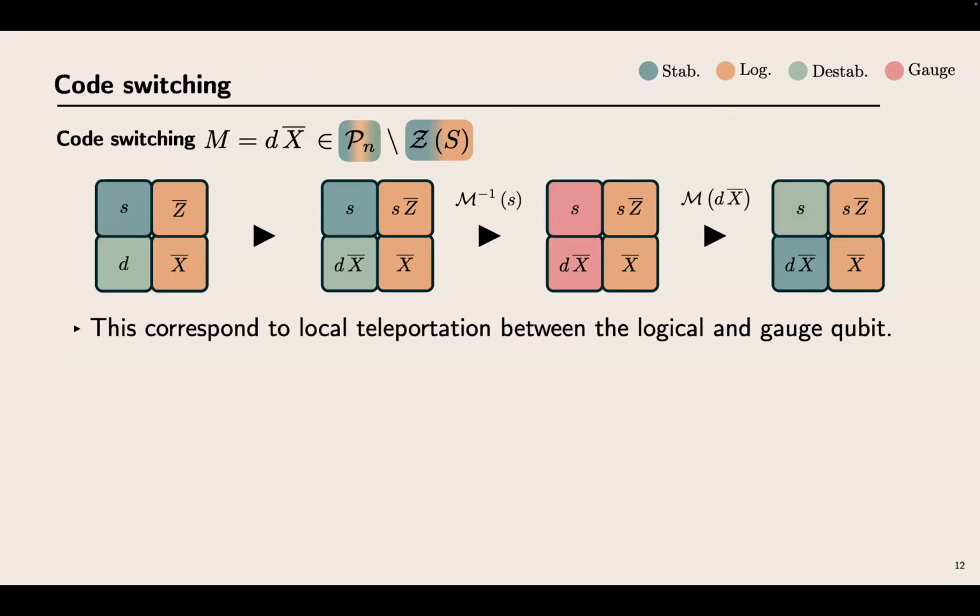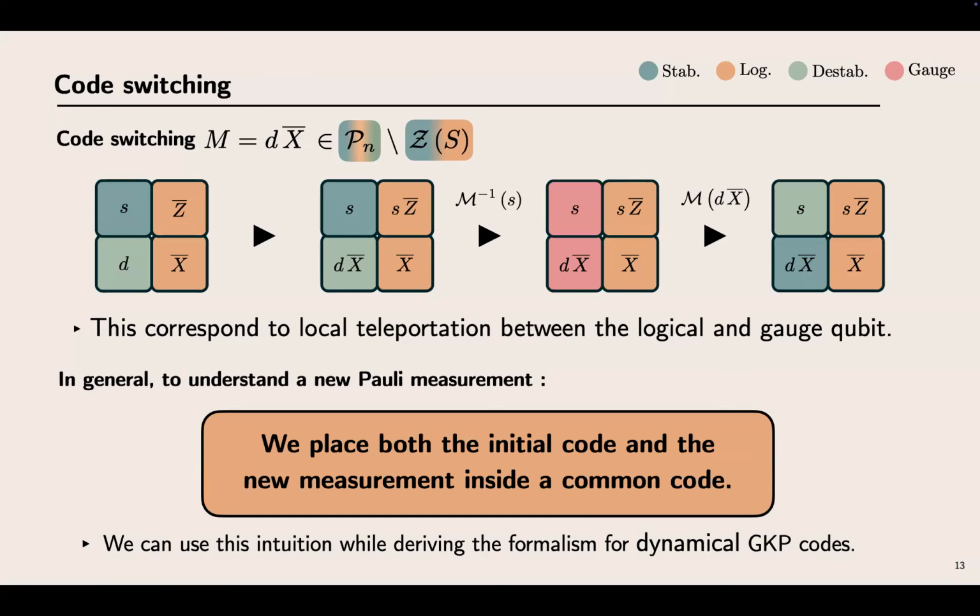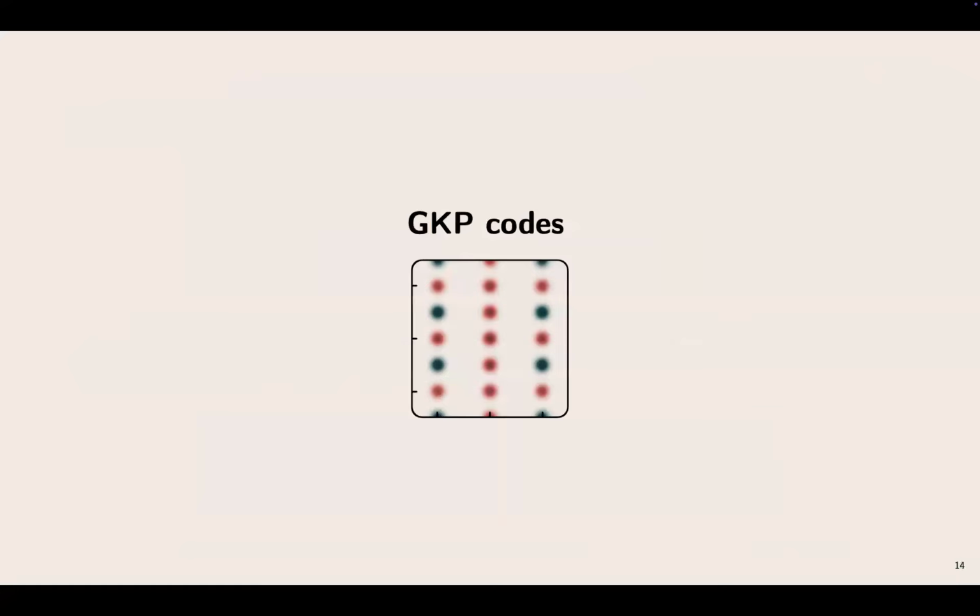Okay, and so we could finish the whole teleportation to the gauge qubit by just measuring here the Z operator that is no longer an actual logical operator in this code. Okay, so to understand this kind of measurement, we always need to place the new measurement that we're trying to do and the initial code inside the same code, which here is the subsystem code that we go through. So subsystem codes are what defines this kind of moving along in this dynamical code. Okay, and now I can introduce GKP codes and try to bring these ideas to the top.